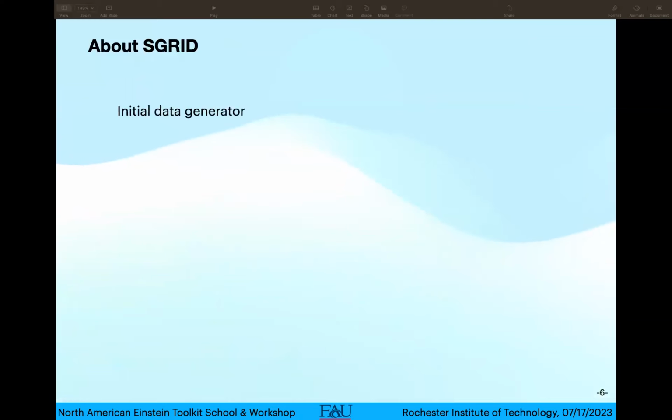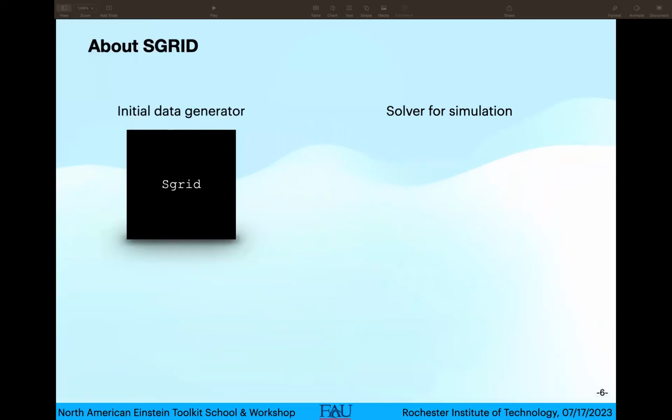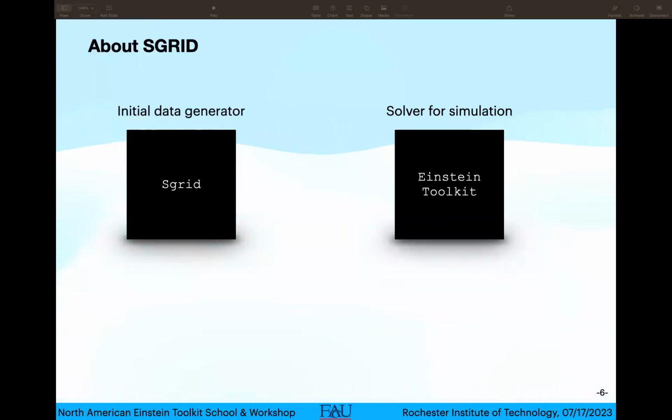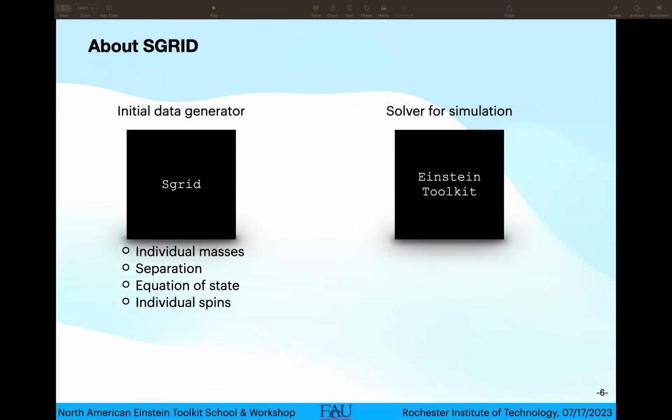So we need an initial data generator, and in this case we are using a code called sgrid. On the other hand, when we have initial data, we would like to go through the simulations. So we also need a solver for such simulations. Our initial data generator is the numerical code called sgrid, and we are using Einstein Toolkit to make the simulations. So speaking about sgrid, it allows us to set the values of individual masses. It allows us to set the separation of the binaries and equation of state, individual spins, and eccentricity.